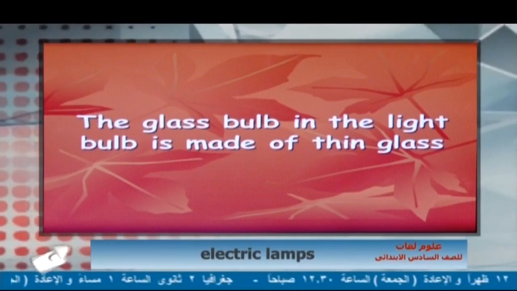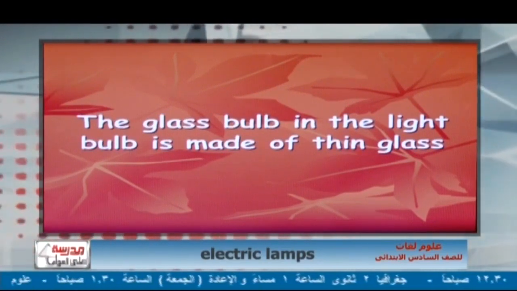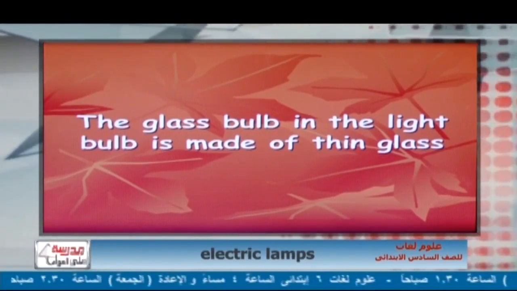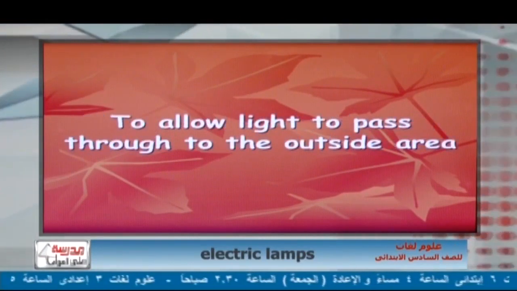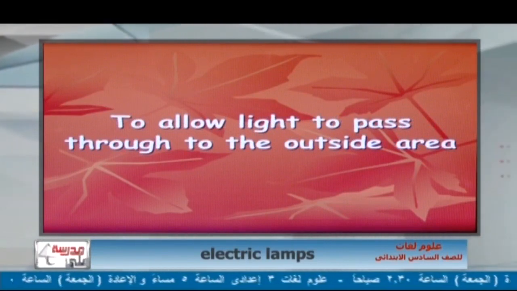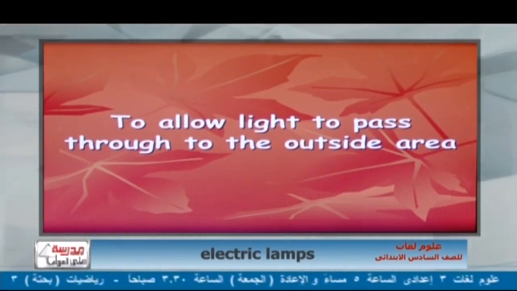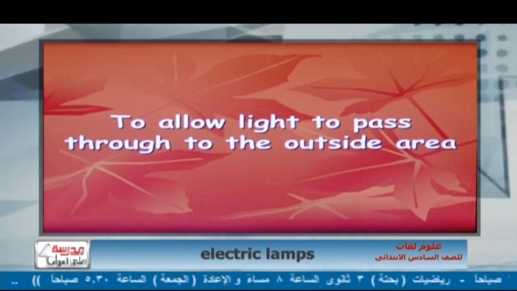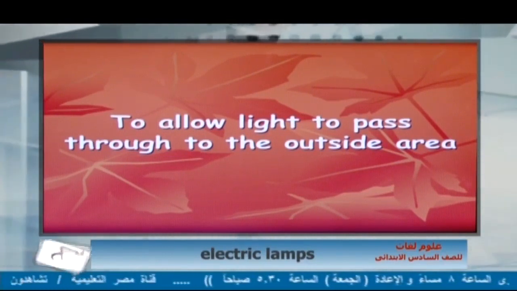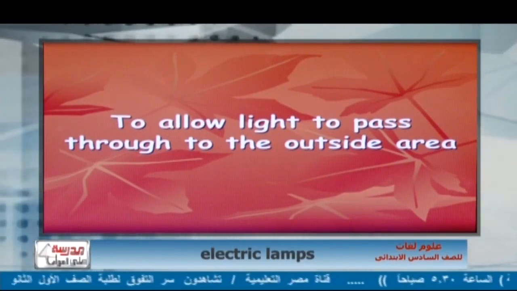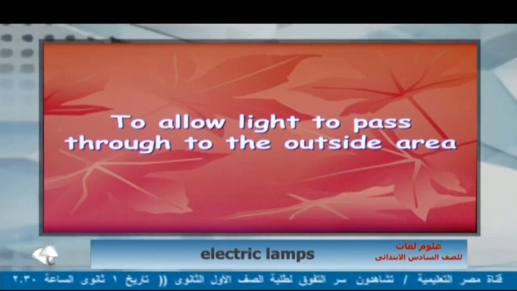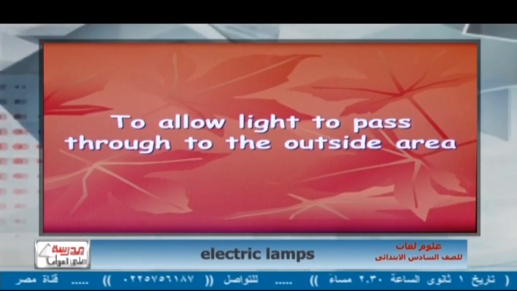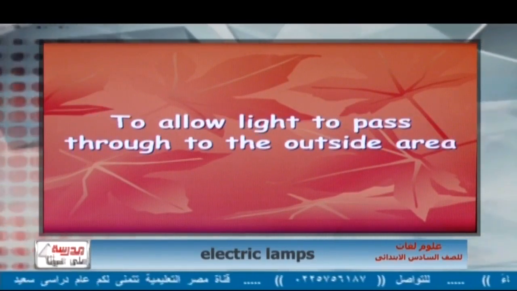Another question. The glass bulb in the light bulb is made of thin glass. Why can't I make the glass bulb from thick glass? No, the glass bulb must be made of thin glass to allow light to pass through to the outside area. Thick glass would limit the amount of light coming out and prevent it from exiting, but thin glass lets more light out to the outside area and gives us bright and clear light. To allow light again to pass through to the outside area.